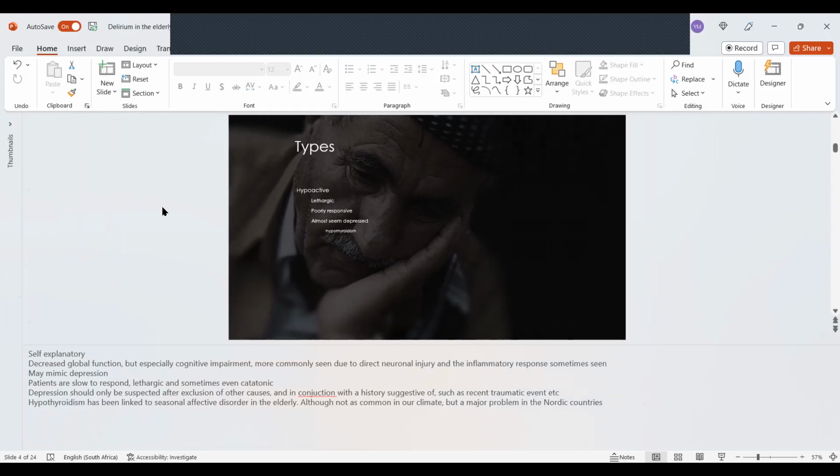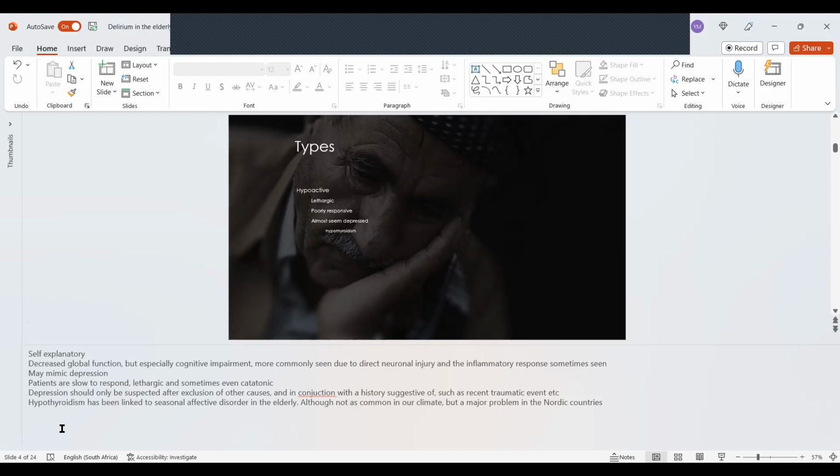All right, so what are the types? There are a few main types. The first type is the hypoactive type. It's self-explanatory. Generally, you get this patient who's lethargic, poorly responsive, almost seems depressed, may even mimic somebody with hypothyroidism. There's decreased global function, but especially cognitive impairment, more commonly seen due to direct neuronal injury, and the inflammatory response, sometimes seen, may mimic depression completely. Patients are slow to respond, lethargic, and sometimes even catatonic.